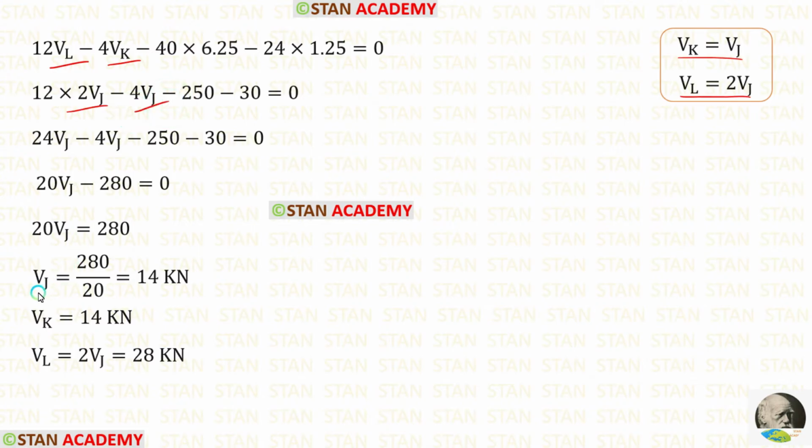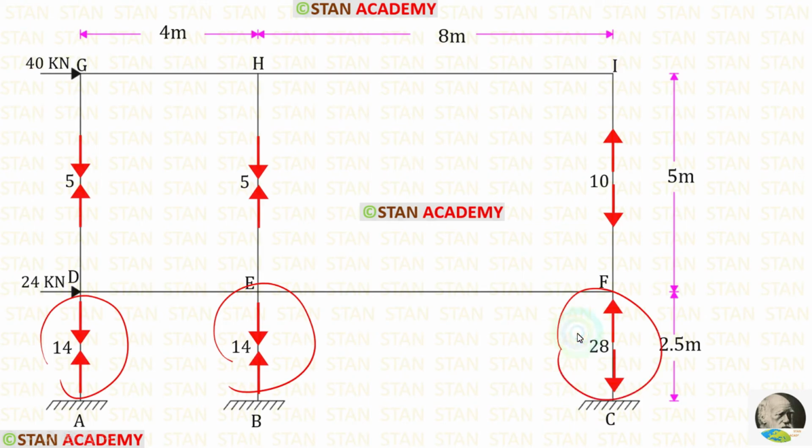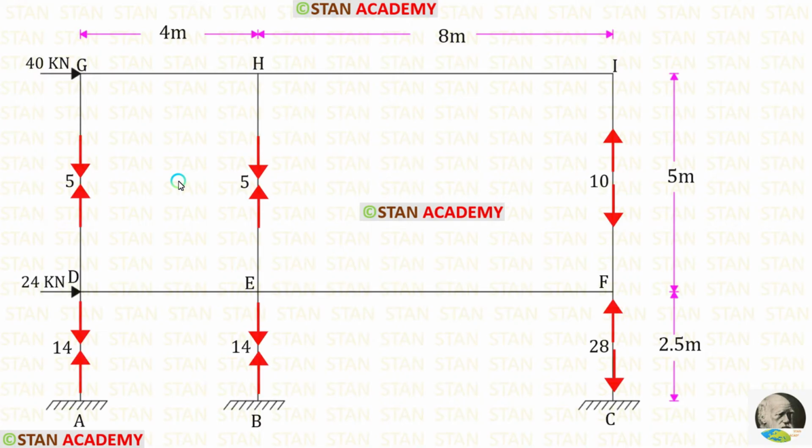After the calculation for Vj, we will get 14 kN. We know that Vj and Vk will be having the same value. And we know that VL is equal to 2Vj, so we have to multiply this with 2. When we do that for VL, we are getting 28. Let us apply the axial forces. Now we have calculated. Now using these axial forces, we can find the shear forces in the beams.